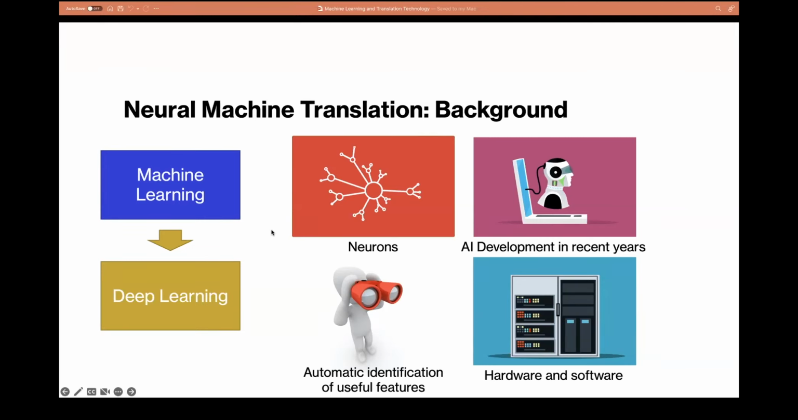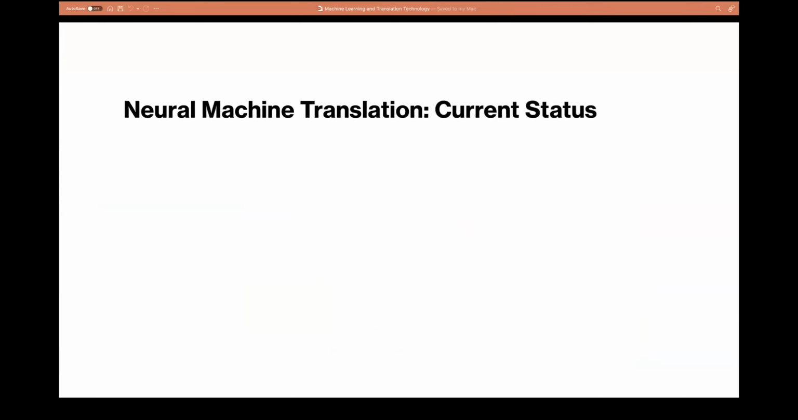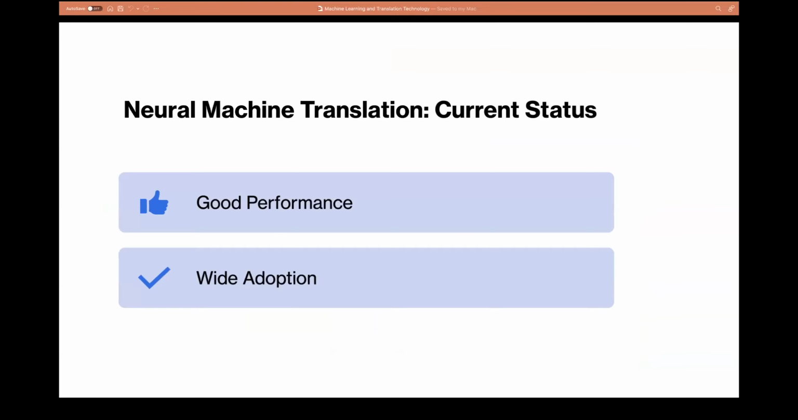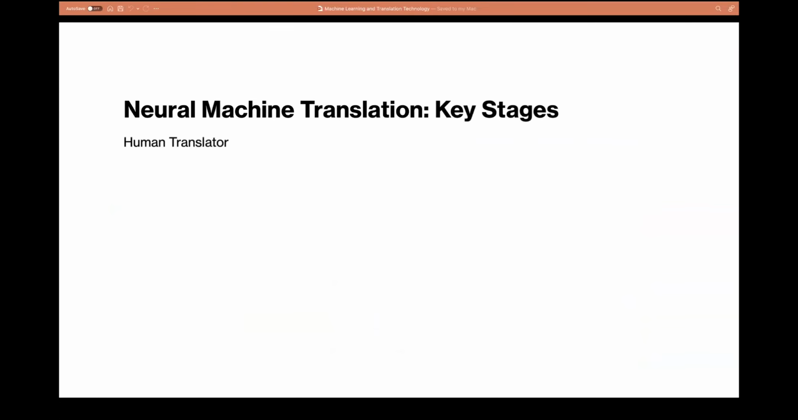But of course, scientists have been working very hard to identify ways to reduce hardware and software requirements. Okay, so it seems I'm running out of time, not in a position to discuss the details of neural machine translation. I'd like to show you this slide instead, giving you a basic idea of how neural machine translation works.